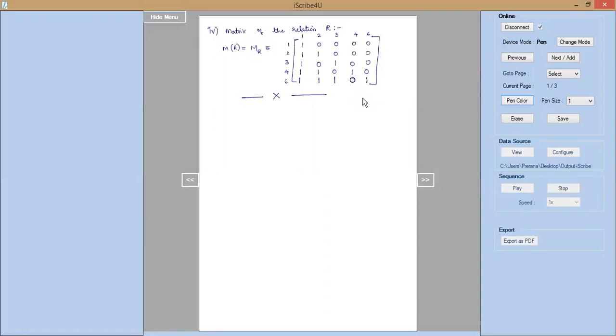Let us see the next problem on composition of relations. Third one. Let A be the set given as 1, 2, 3, 4, and R be the relation defined as 1, 1, 1, 2, 2, 3, 3, 4, 3, 4. S is the relation defined as 3, 1, 4, 4, 2, 4, 1, 4. So two relations are defined for us.